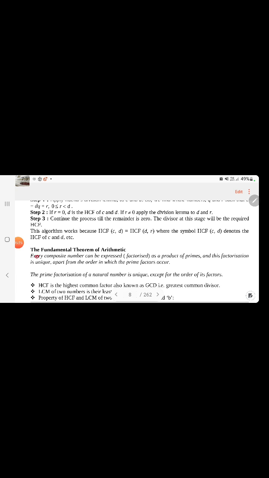Then we discuss the fundamental theorem of arithmetic. What is the fundamental theorem? It states every composite number can be expressed as a product of primes, and this factorization is unique apart from the order in which the prime factors occur. Every composite number can be uniquely expressed as the product of prime factors. So the prime factorization of a natural number is unique except for the order.